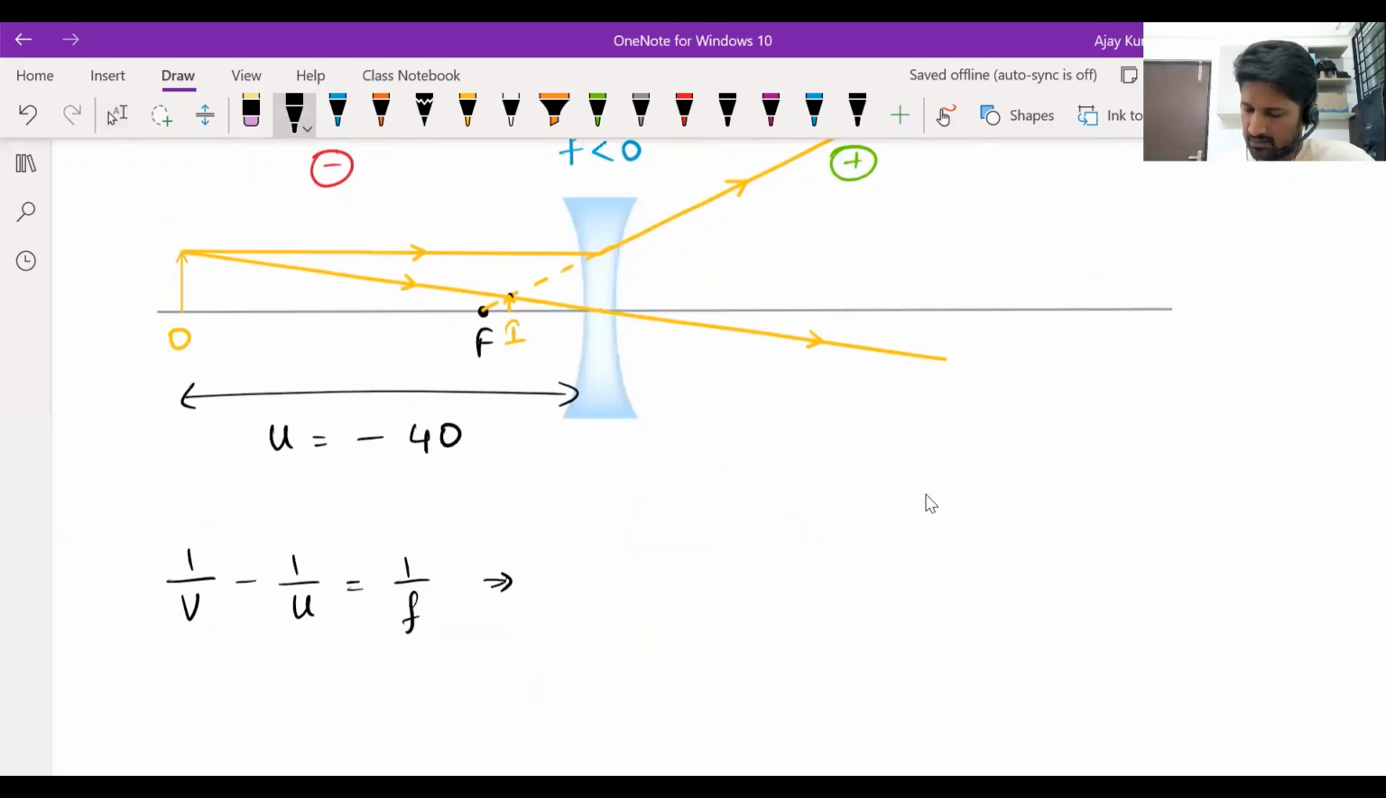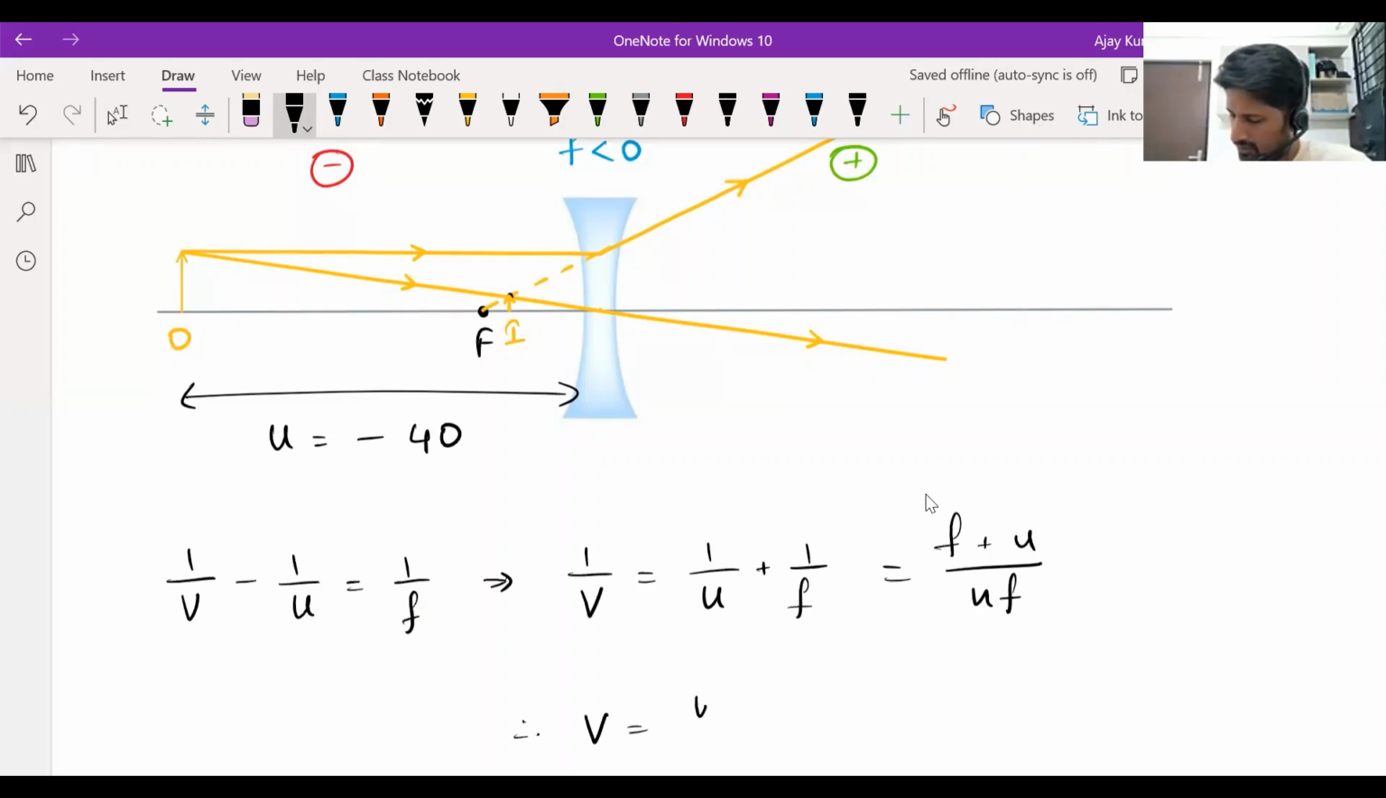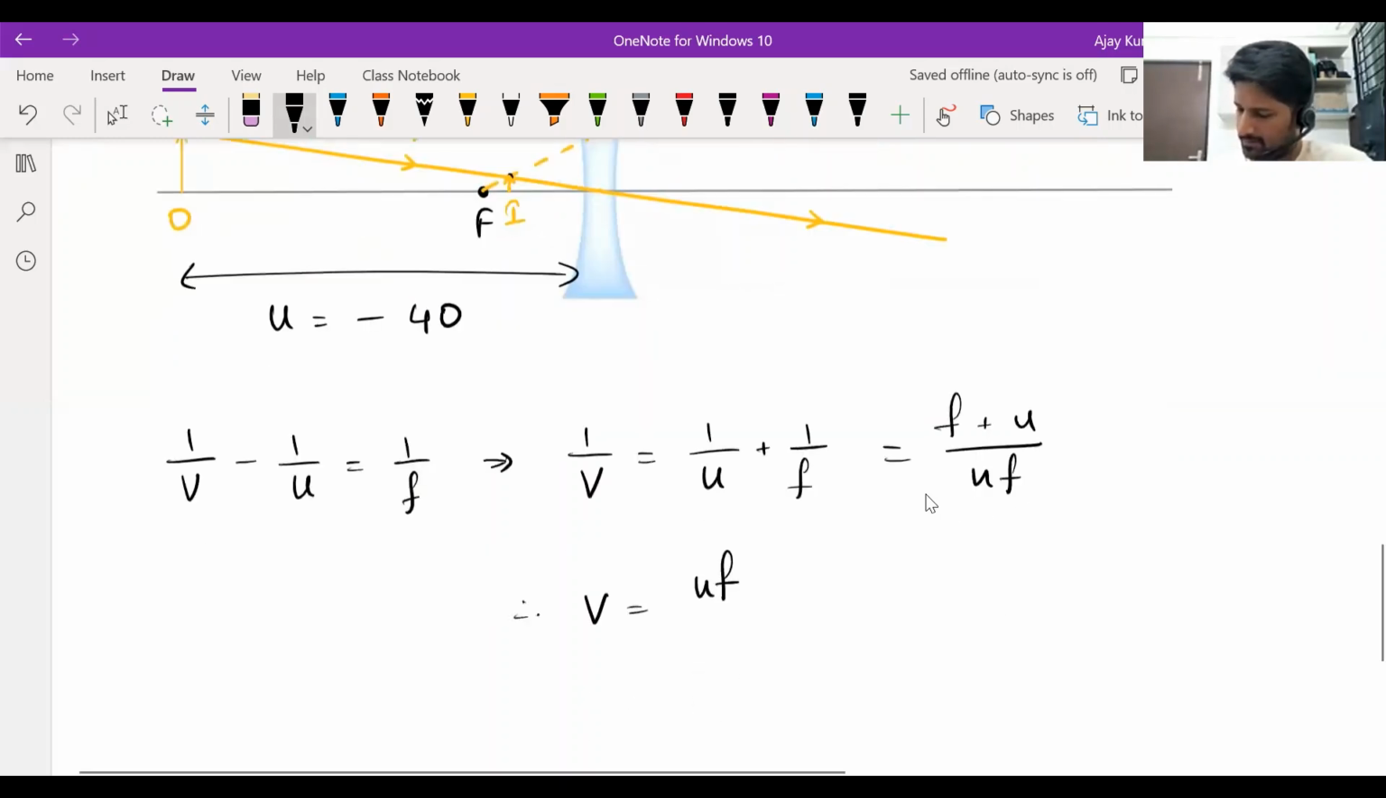Or you can say, see, if you solve more problems, you'll get used to this. 1 by u, if you send to the other side, it becomes like this, and this becomes f plus u divided by uf. Therefore, you can write v is equal to uf by u plus f. You can directly use this formula to find out image distance in case of lenses.